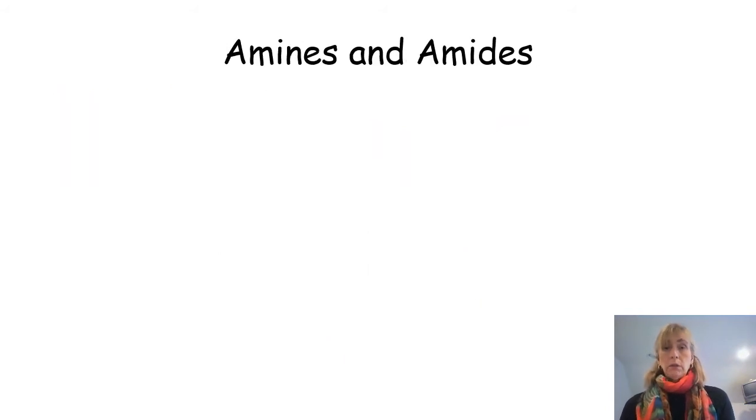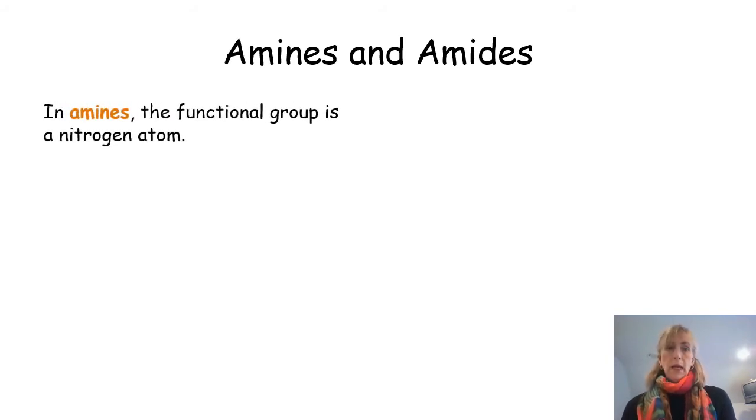Our last two functional groups, the amines and the amides. And again, we put them together because they have similarities. In amines, the functional group is a nitrogen atom. Remember, nitrogen is in group 5 of the periodic table. So in order to get that full octet, it forms 3 bonds. Remember, it has a lone pair. It's not always shown. You have to remember that it is in fact there.